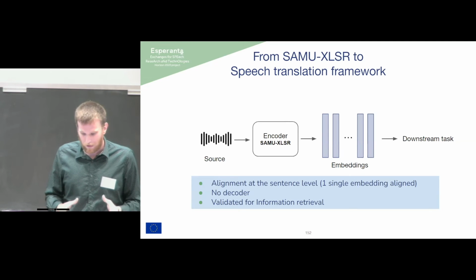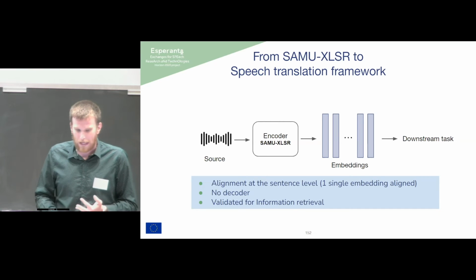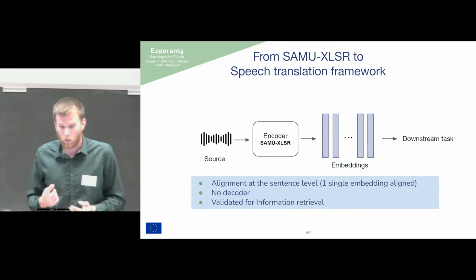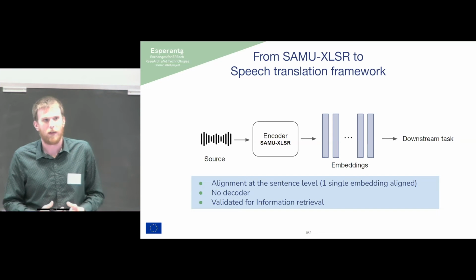Some of the initial assumptions we made for this model, and that Anthony already explained, is that we were using alignment at sentence level. That means that we only had one single embedding for the whole utterance. We are using no decoder, so that we only have the embeddings as they are. And at the beginning of the workshop, we only had experiments on information retrieval. That means that we hadn't validated this model experimentally on any translation task.